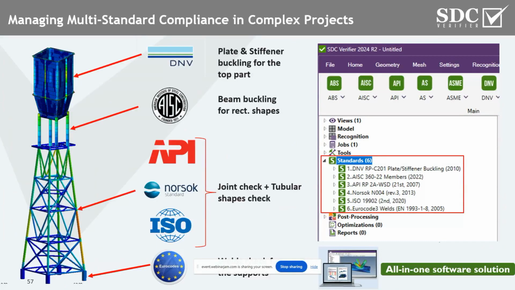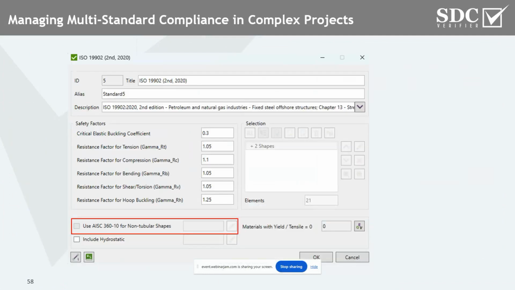For example, like here. Moreover, a lot of the standards directly allow you to use some cross references. For example, when checking something according to ISO, so tubular shapes for offshore structures, you have an option to use AISC for non-tubular shapes and vice versa. When checking something according to AISC, you can use API, for example, for the tubular shapes. And then you get one picture directly accounted for different rules of different standards.